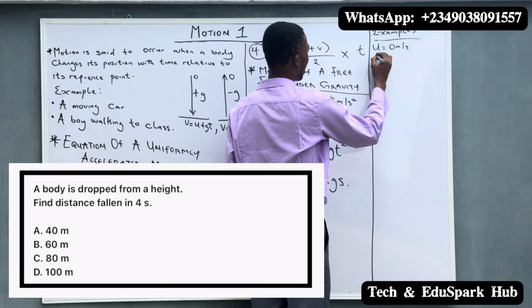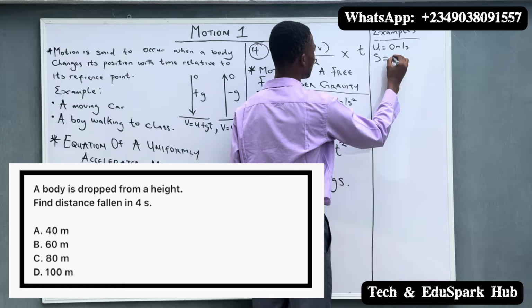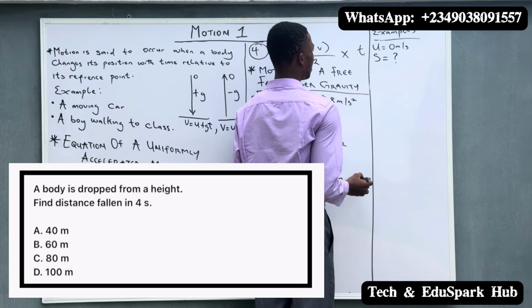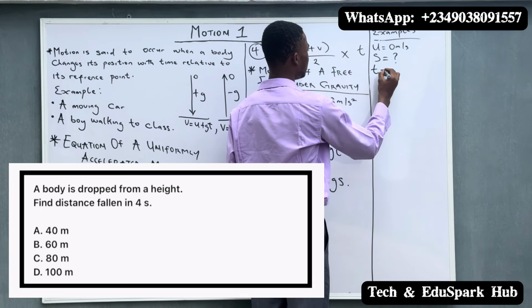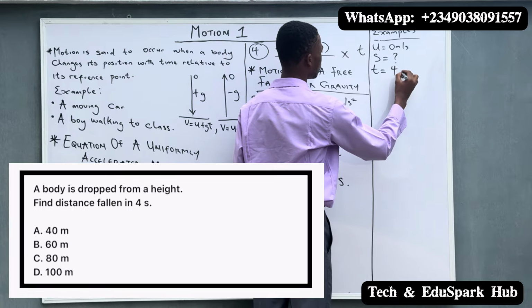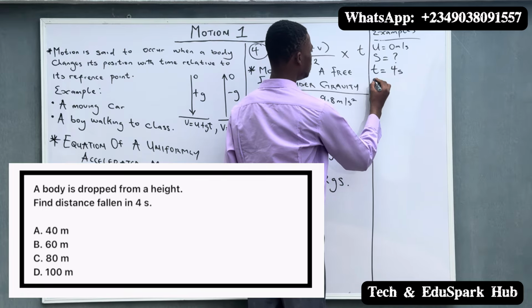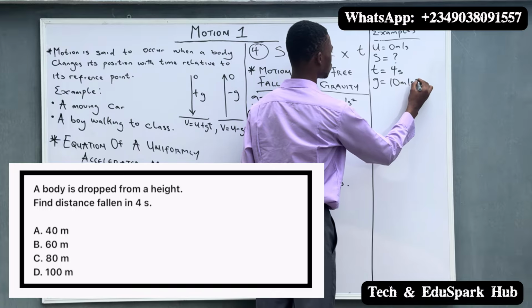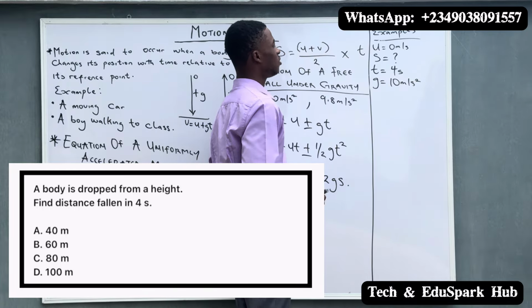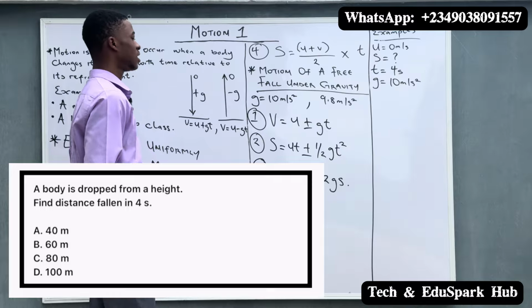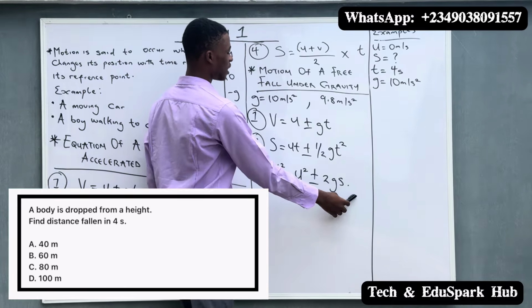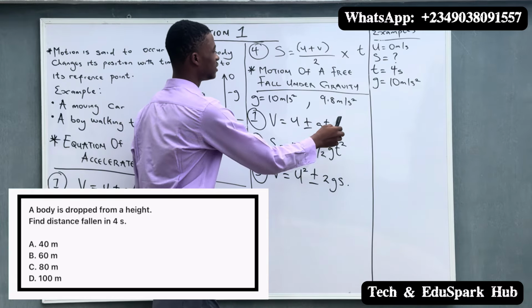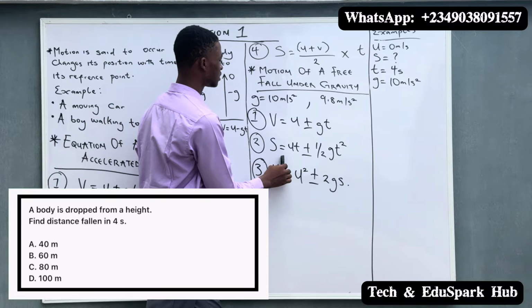So our height, which is the s, will be given as what? Unknown. And our time will be given as what? 4 seconds. Our g is not specified, so we have g equal to 10 meter per second square. So looking at all this, which formula do you think is suitable? I said we can only use this third formula when we are not given time. But in this case, we are given time, so we are going to use this second formula.